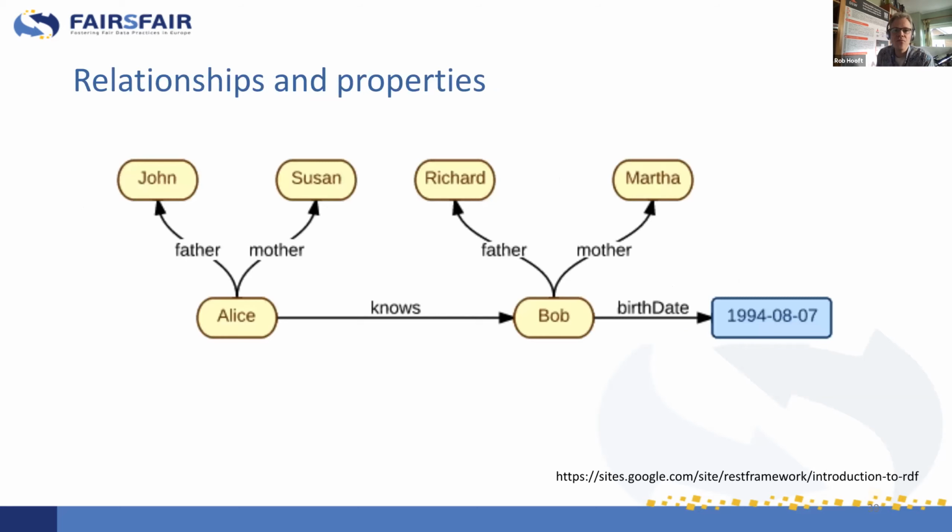So this is an example of relationships and properties that can be represented in linked data. So we see the relationship between Alice and Bob, and relationship between Alice and parents and Bob and his parents. But we also see the relationship between the property of Bob that is his birth date. So here you see properties and relationships given as arrows. Each arrow connects two things, and in linked data, the thing that originates from the arrow is called the subject. The destination of the arrow is called the object, and the arrow itself is called the predicate. So we have triples of subject, predicate, and object.